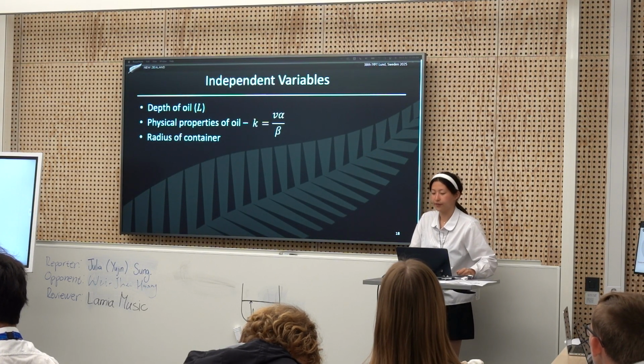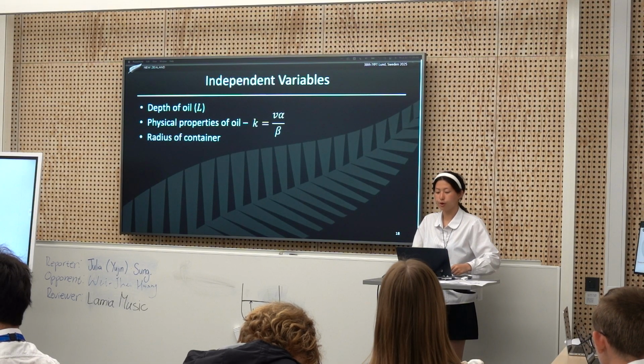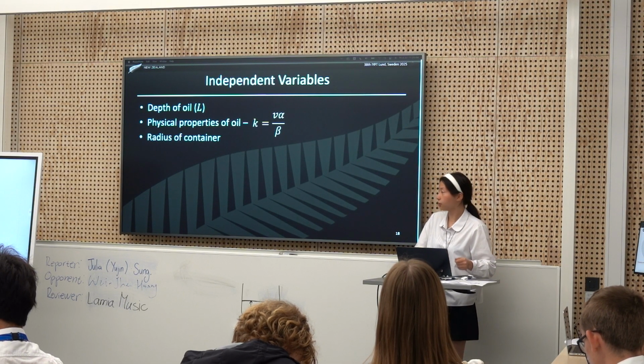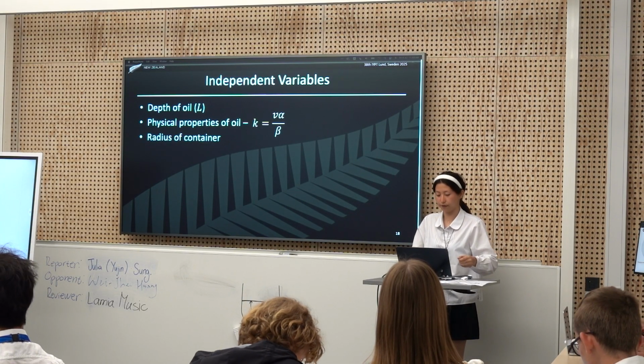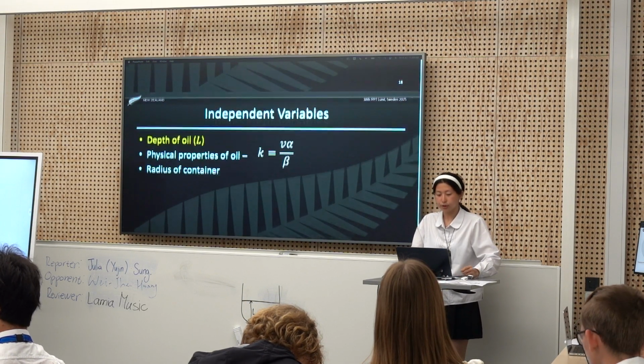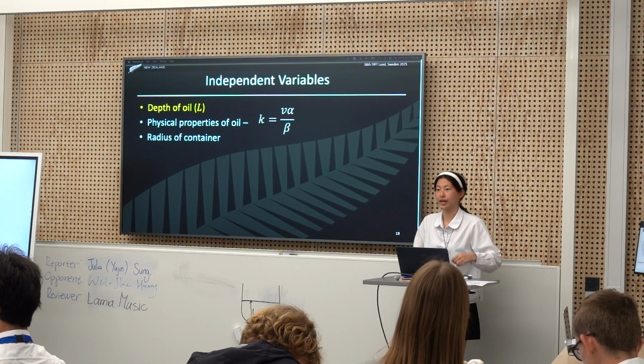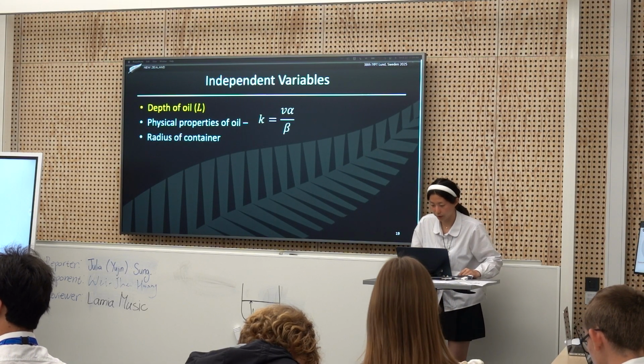Now for the independent variables I have changed in my investigation, we have depth of oil L, physical properties of the oil K, I'll expand on this later, and the radius of the container. So on to my first independent variable that I've experimentally varied, the depth of the oil.